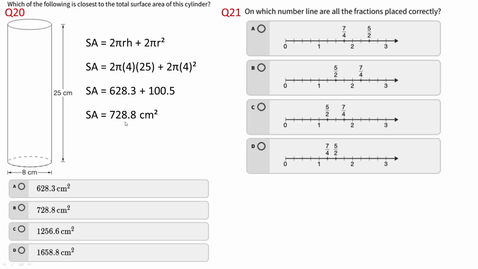So 728.8, which is closest? Well, that's exactly the answer I got. So B is the correct answer for question 20.